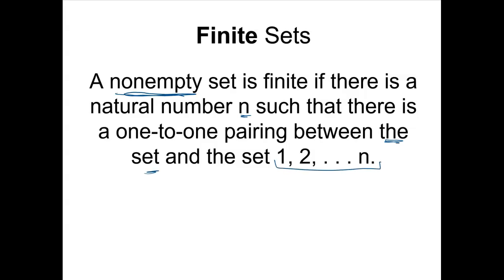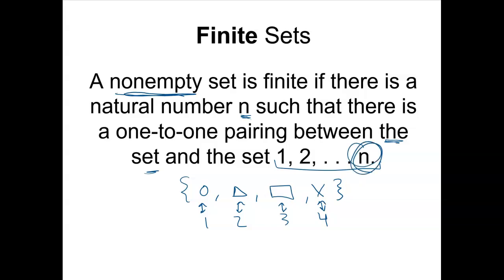Let's take this set of shapes. What have we got here? Maybe an X. So there is a natural number n such that there's a pairing between this set here and the set 1, 2, 3. And what's that final natural number n? 3. We can say that there's a one-to-one pairing with this set. As long as we can do that one-to-one pairing with 1, 2, 3, 4, all the way till we get to whatever natural number, we can say that the set is finite.